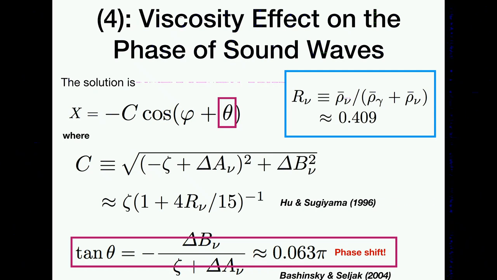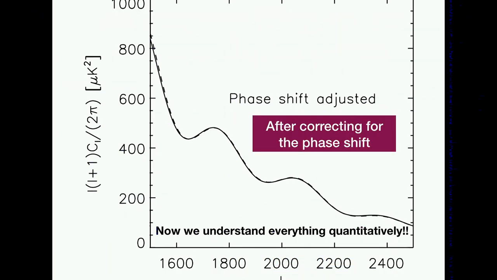So let's correct for it. Ta-da! Now everything matches, and you understand everything. That's what neutrinos do, or any neutrino-like, relativistic, freely streaming, collisionless particles. Any such particles would do this. You can also have relativistic particles without anisotropic stress, namely relativistic particles which collide. Then you don't get this phase shift, for example. This is genuine to collisionless particles that propagate faster than the sound.